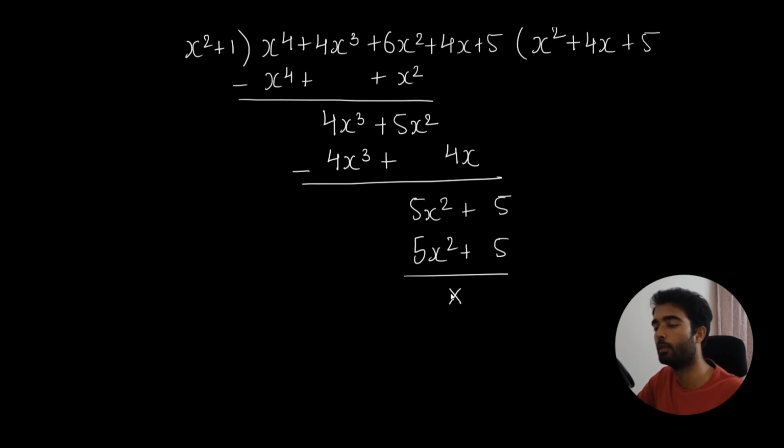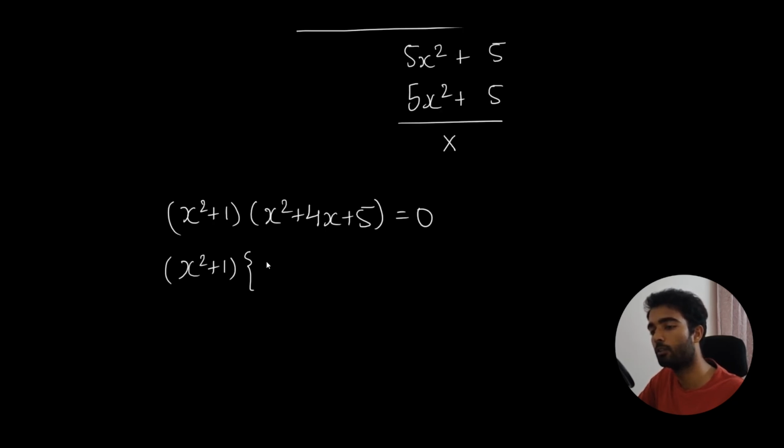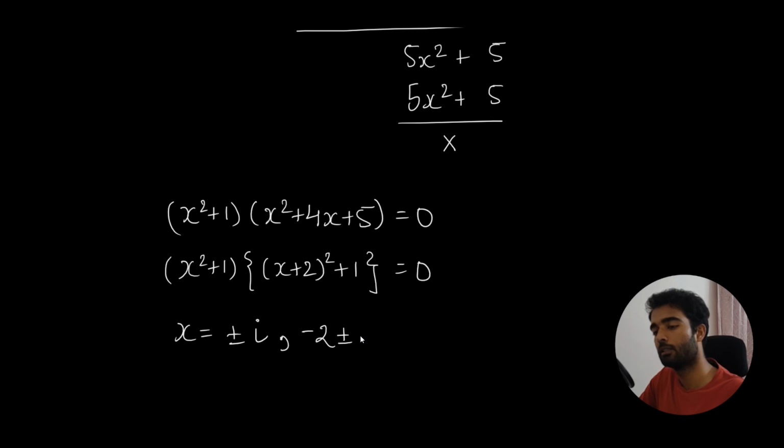And we get no remainder as promised, which implies this equation can be written as x squared plus 1 times x squared plus 4x plus 5. Now using our knowledge of perfect squares, we can write this as x plus 2 whole squared plus 1 equals 0. Thus the roots of this equation are plus minus i and minus 2 plus minus i. Again, these roots occur in conjugate pairs.